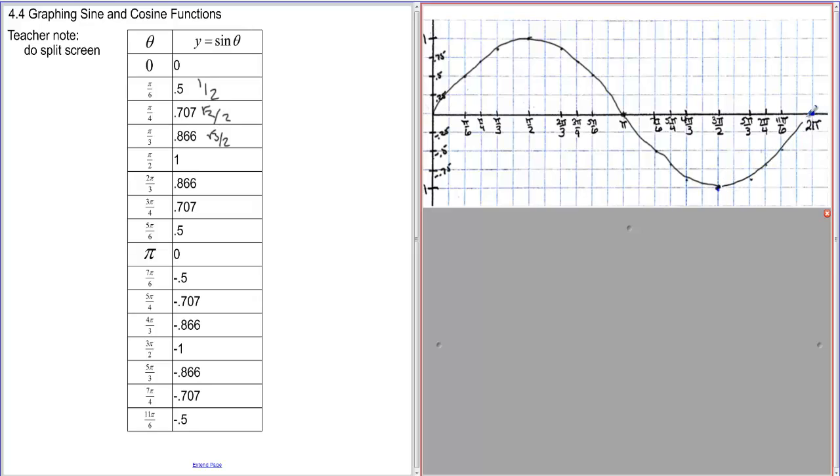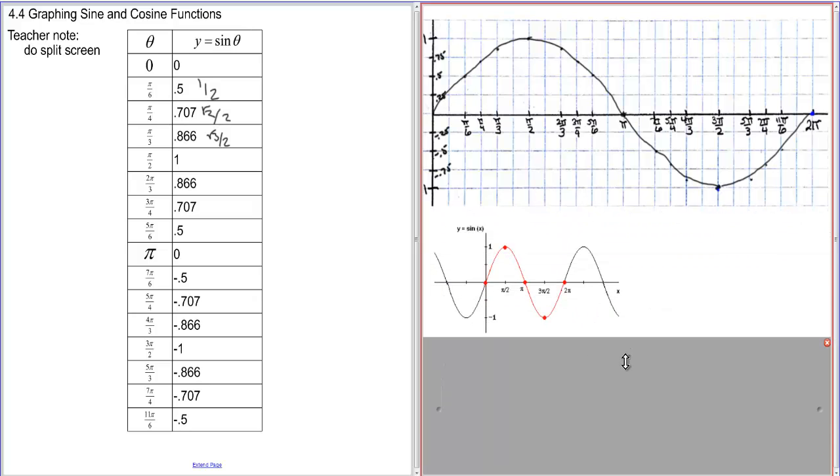Well, sine is a wave. So here's one complete wave of the graph of sine. Now, if we use a graphing utility, we get this nice smooth curve.